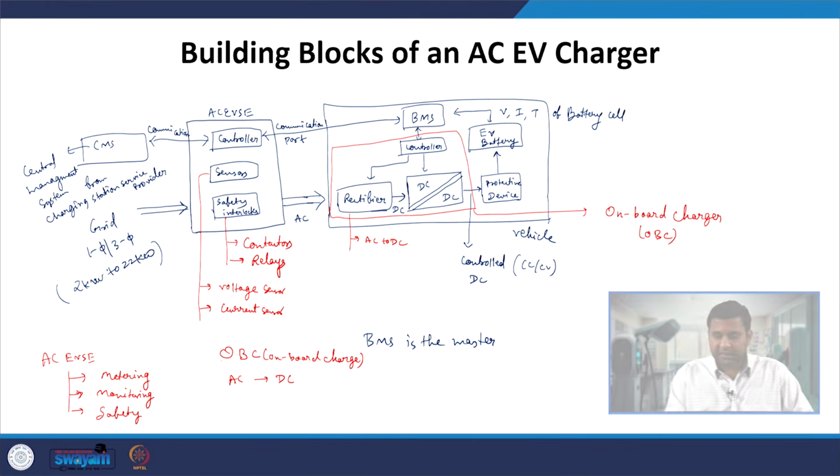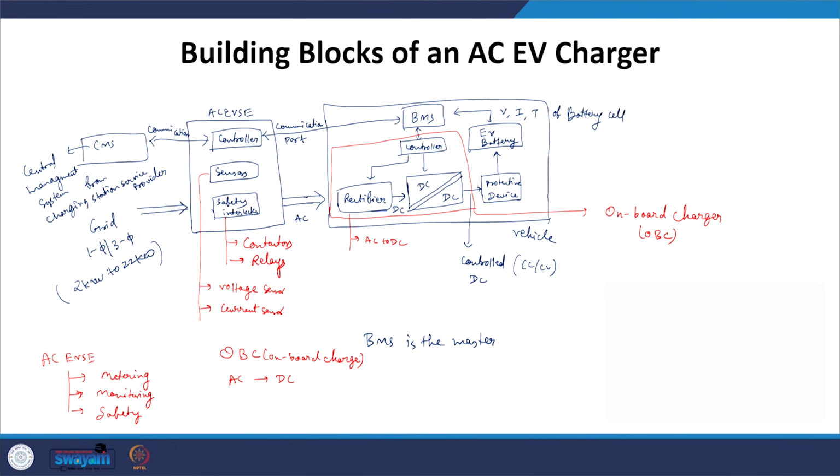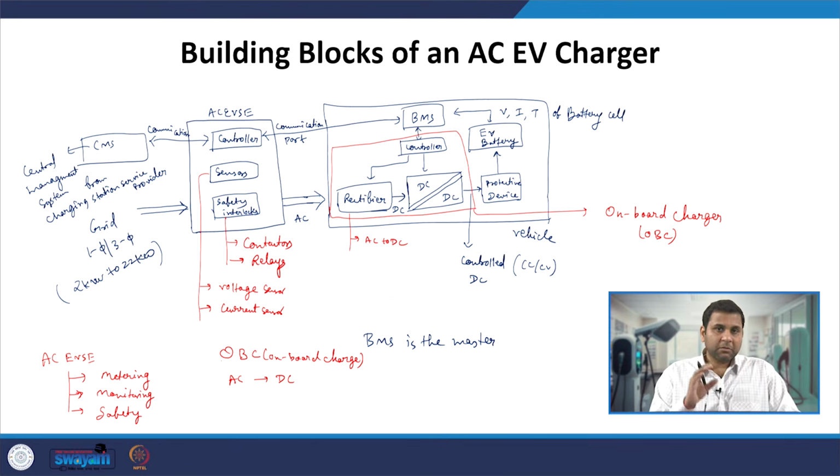So, this is the entire building block of an AC EV charger, where you can see that whenever we have an AC EV charger, we have an AC EVSC. The input is a grid, the output is also an AC which gets directly plugged into your vehicle, and inside your vehicle it's the onboard charger where the actual power conversion, that means conversion from AC to DC, takes place.